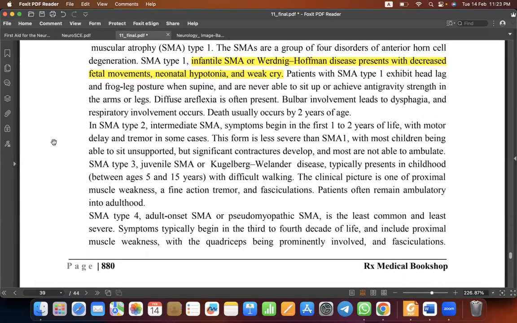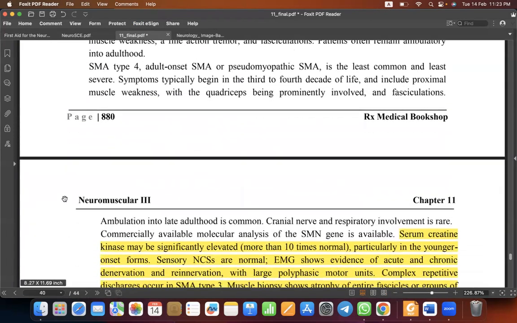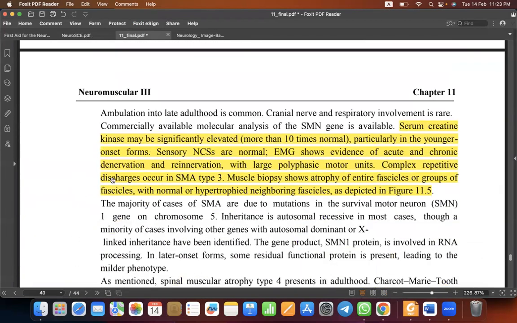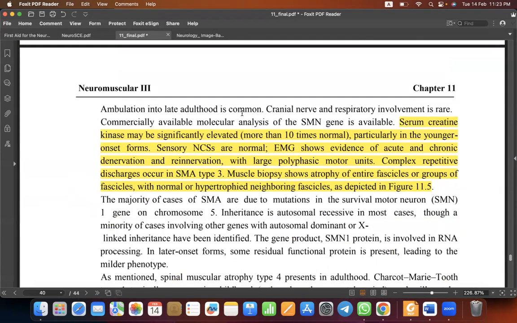Whenever you're thinking about adult onset SMA, think about the quadriceps. The most important thing is that there could be wasting and fasciculation, but we should remember the core fact is that there will be lesser involvement of respiratory muscle and lesser involvement of cranial nerve. So the patient will be having a good life. Cranial nerve and respiratory muscle involvement will be rare.